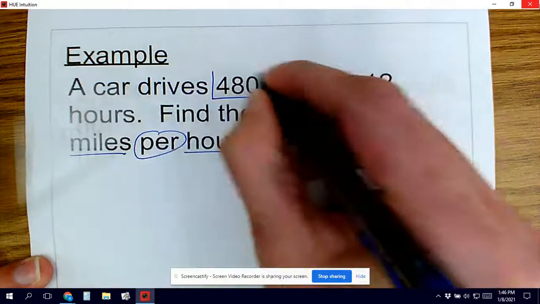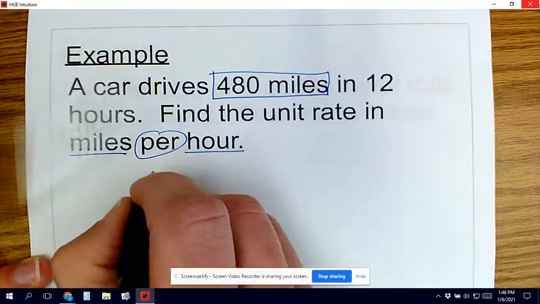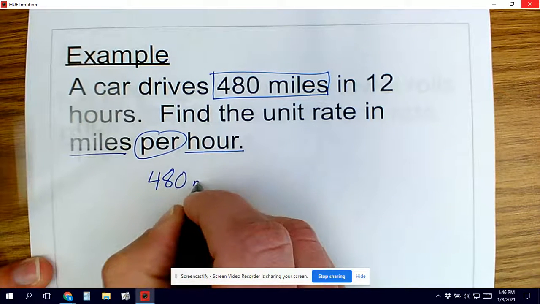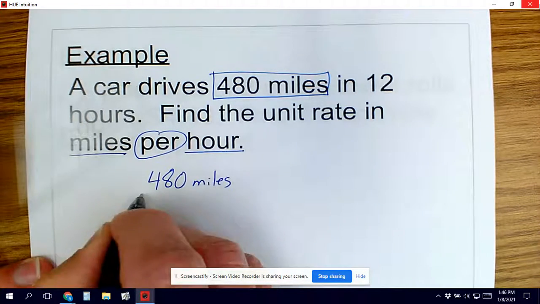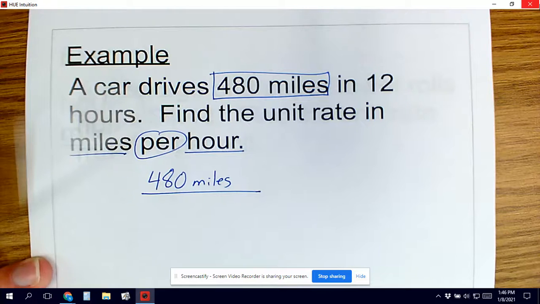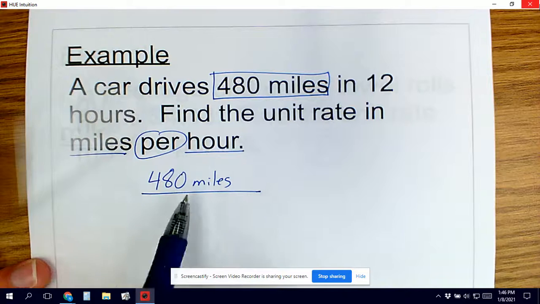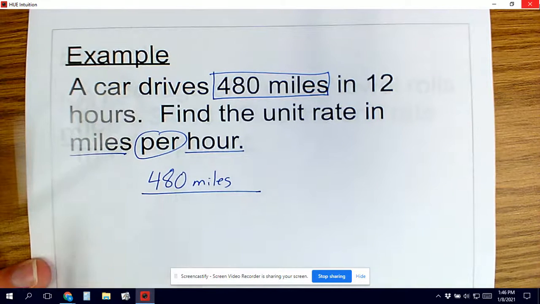So we're listing miles first in our rate. The miles listed are 480. So I'm going to put 480 miles as the first value in my ratio or rate. Please make sure you label it. If you get in the habit of labeling these numbers, things we do in the future as far as problem solving with ratios and rates and proportions are going to be so much easier for you. So get in the habit now, label all these numbers.